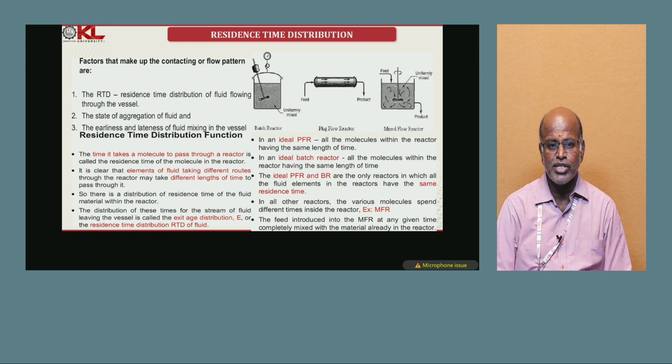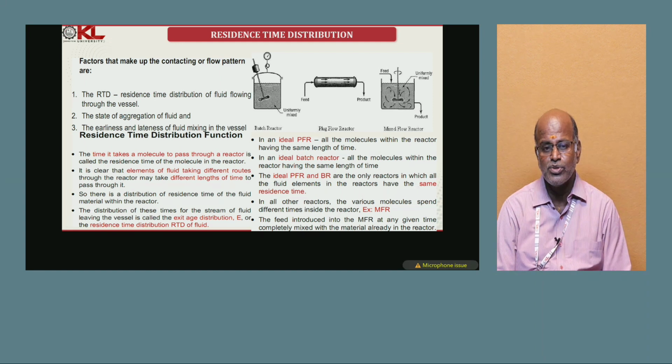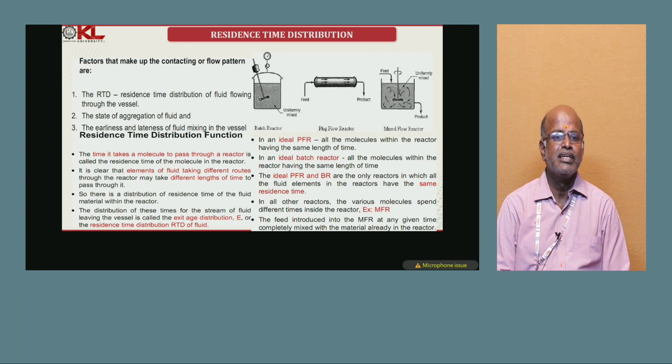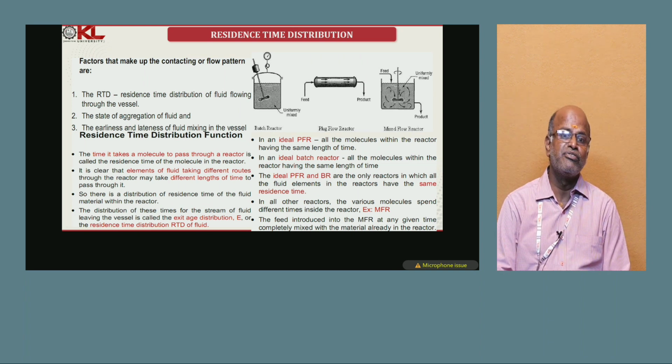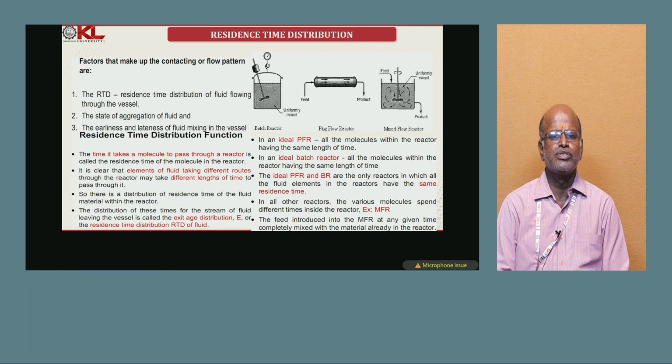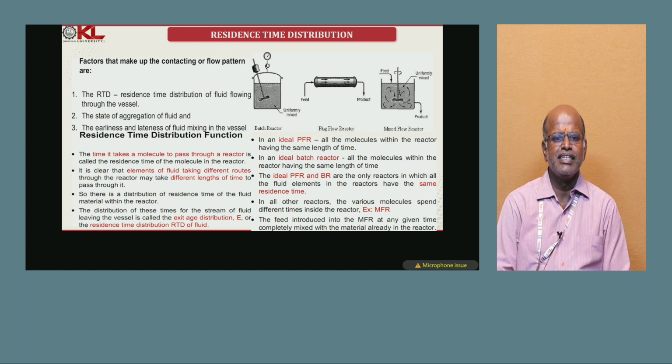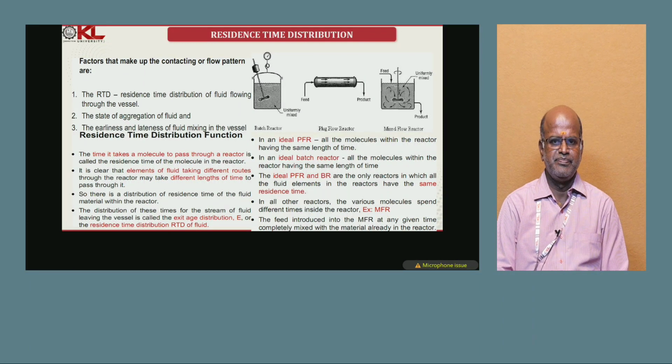The time it takes a molecule to pass through the reactor is called the residence time. It is clear that fluid taking different routes through the reactor may take different lengths of time. So there is a distribution of residence times of the fluid within the reactor. That is called the residence time distribution function. The exit age distribution, that is E, or the residence time distribution RTD, is the distribution of time that the fluid spends in the reactor between entering and leaving.